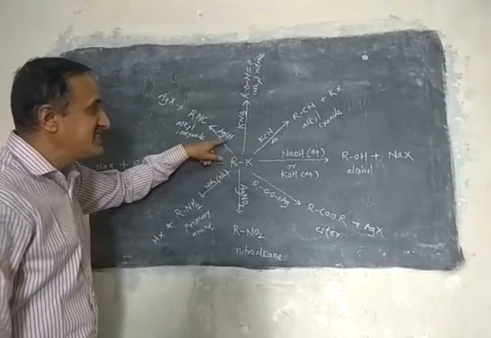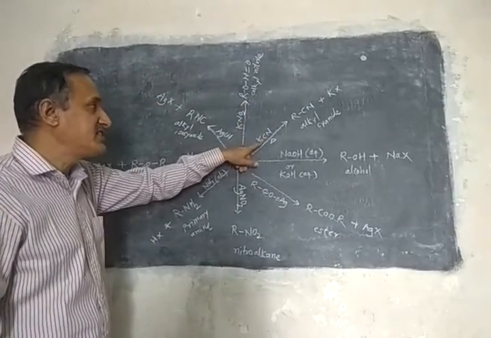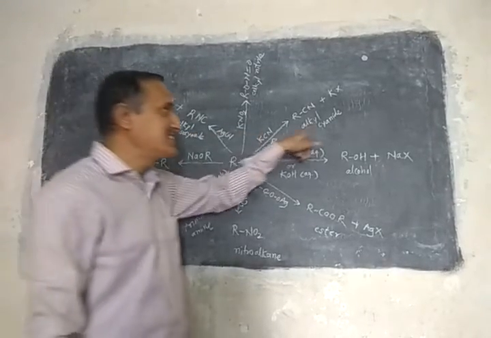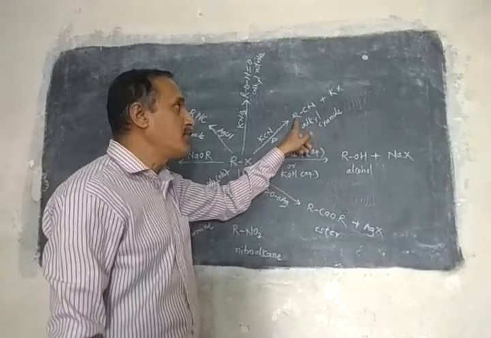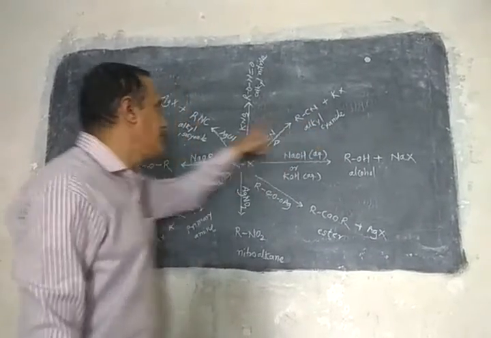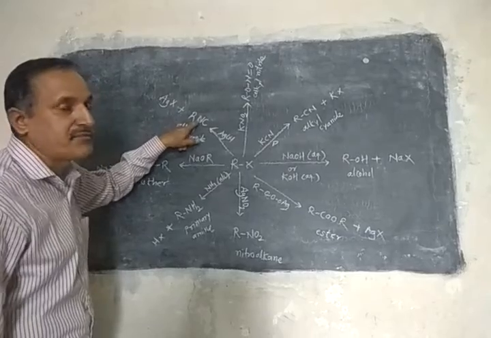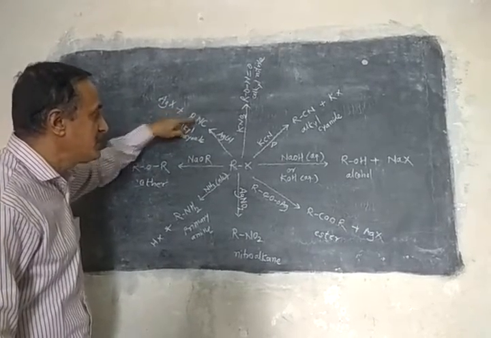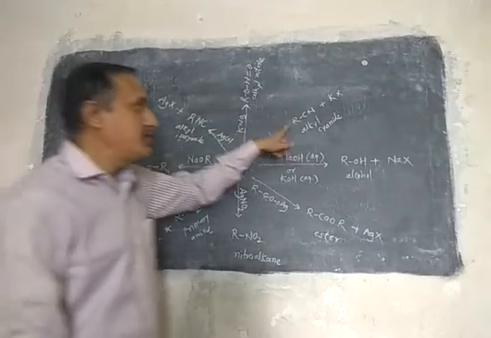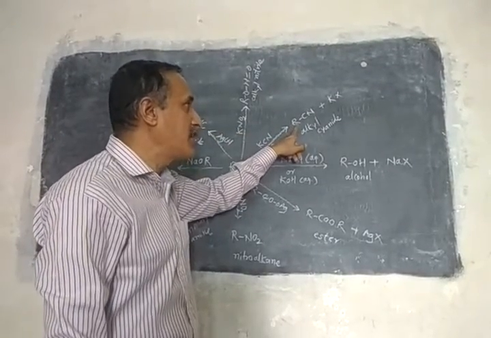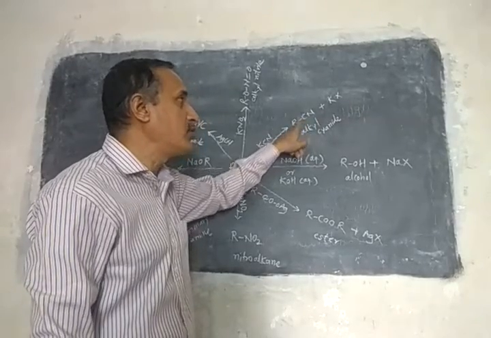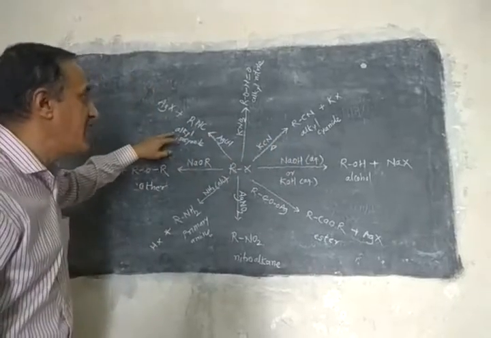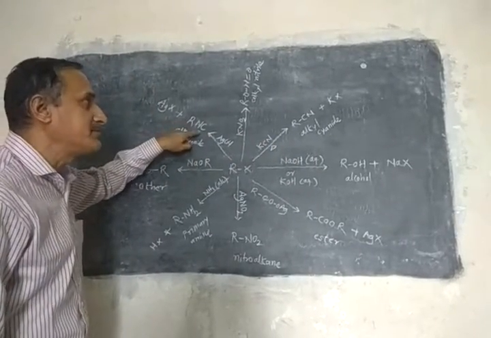Similarly, if we take AgCN instead of KCN, it forms the alkyl isocyanide. In alkyl cyanide, the bond is between carbon and carbon. In isocyanide, the bond is between carbon and nitrogen. When the carbon of the alkyl forms a bond with nitrogen, it is called iso. When it forms a bond between the carbon of the alkyl and the carbon of cyanide, it is a simple alkyl cyanide. So it is alkyl cyanide and alkyl isocyanide.